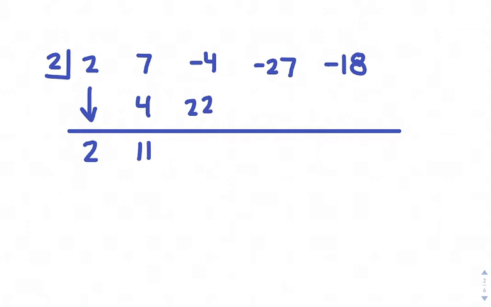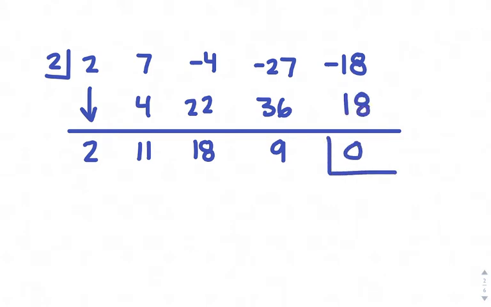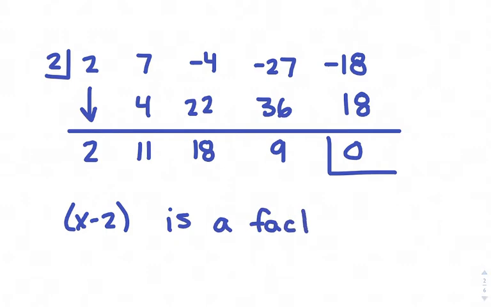-4 plus 22 would give me 18. 2 times 18 would be 36. 36 minus 27 would give you 9. And then 2 times 9 is 18. And then -18 plus 18 would be 0. So that shows that x minus 2 is a factor, just because your remainder is 0.